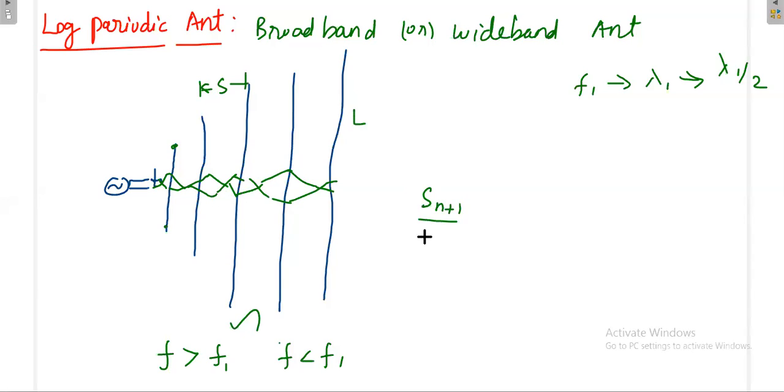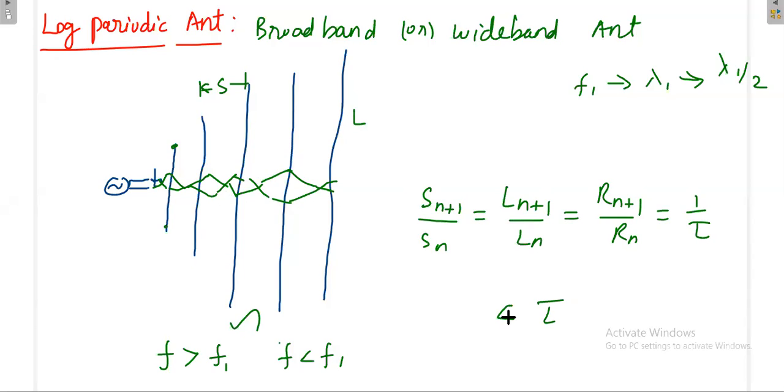This value: S(n+1) divided by S1 is equal to L(n+1) divided by Ln, and R(n+1) divided by Rn is equal to 1 by tau. Tau value could be anything between 0 and 1. Tau means the spacing factor. So based on this equation, you have to design your antenna.